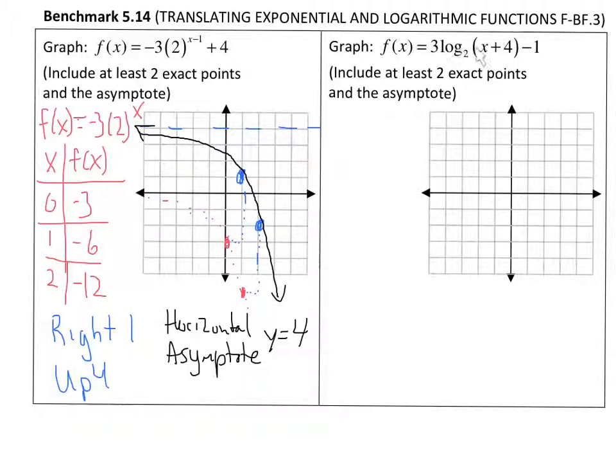In order to graph this log that has a transformation, we first need to think about the parent graph. So my parent graph for this one is going to be f of x equals log base 2 of x. All right, that is my parent log. That is about your shift, and that 3 is how it's going to stretch. So let me write that in red. The 3 is actually important, but we're going to do it later in the table.